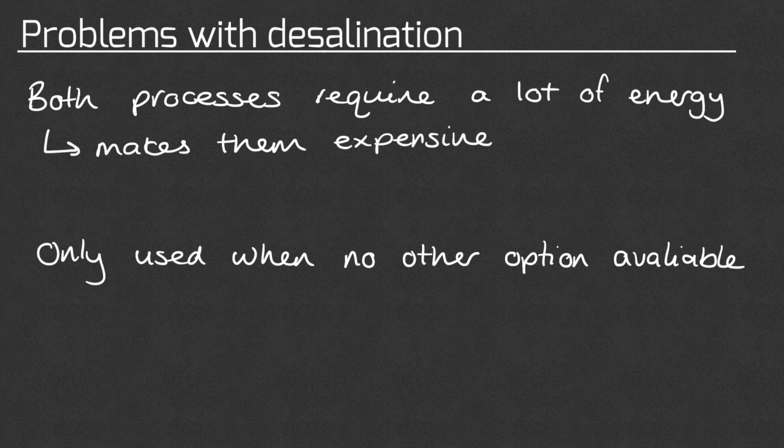And this means that we only use these options when there is no other way of getting that water available to us. So this is why even when countries are surrounded by the sea, if they've got freshwater sources, they'll always choose to use the freshwater sources rather than trying to desalinate the seawater, because it's much cheaper, because it doesn't require as much energy to treat fresh water as it does to desalinate seawater.